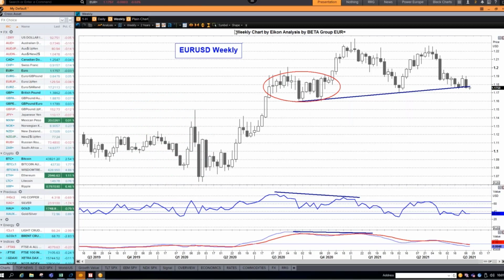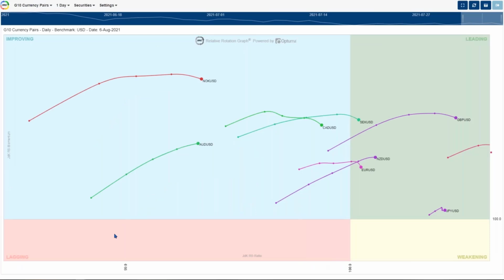Okay, thank you very much, Dan. Welcome everybody. Well, you can see what I'm about to say here, can't you? High, higher high, lower high. This is the weekly euro, and so the dollar is looking very precarious. But let's start as usual by looking at the relative rotation graph of the G10 currencies.